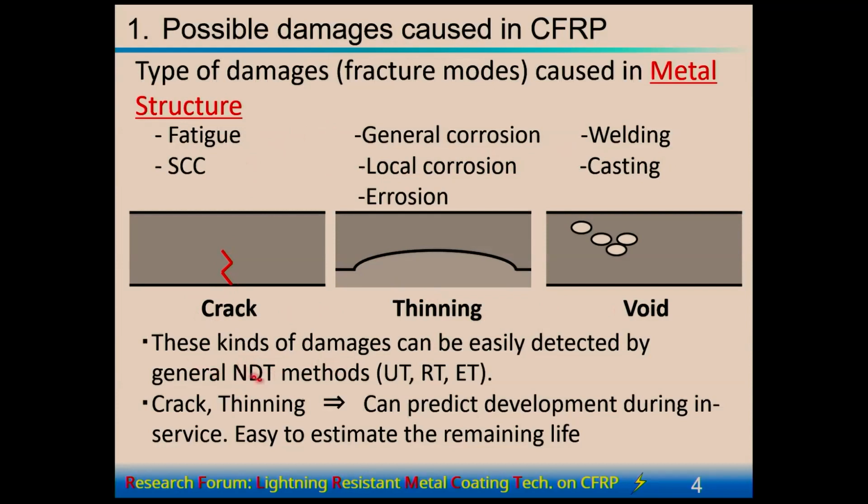From the viewpoint of the NDT method, let's say UT, fatigue or stress corrosion cracking, it doesn't matter. For UT, this is just a crack. And for a crack or thinning, the development of this kind of damage mode can be predicted during service. So we can estimate how far this crack propagates after 1 year by using fracture mechanics. So it is easy to estimate the remaining life.